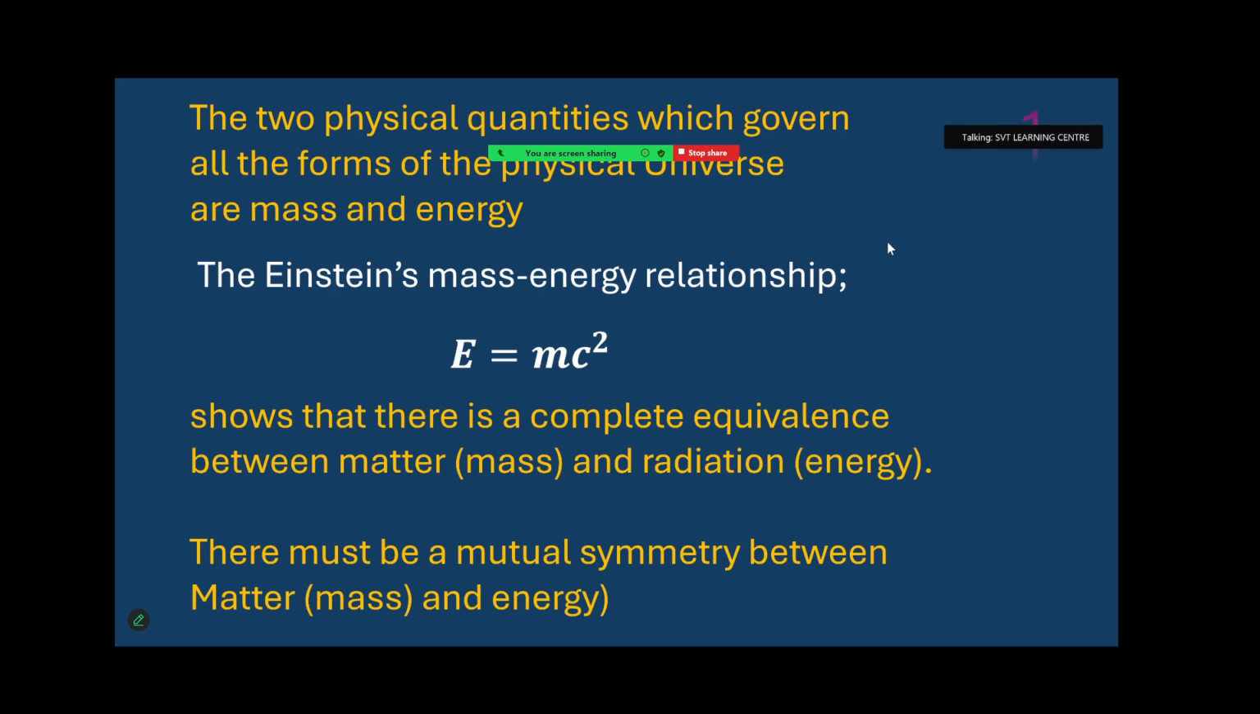The two physical quantities which govern all forms of the physical universe are primarily mass and energy. Einstein's mass energy equation, E is equal to mc square, shows that there exists a complete equivalence between matter and radiation. There must be mutual symmetry between matter and energy. So if you look at light, which we talk about in terms of energy, and particle we talk in terms of matter, both should behave similarly.